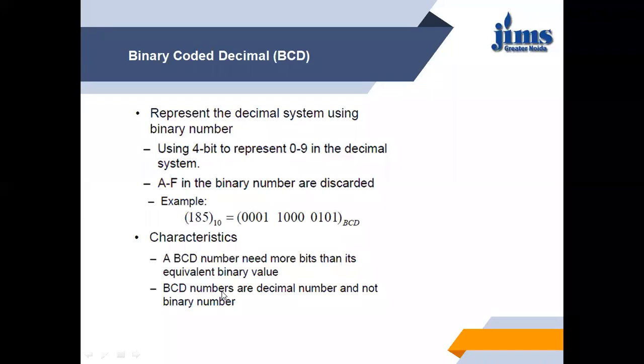Now BCD numbers are decimal numbers, not binary numbers. That should be clear in the mind, that BCD code is a decimal number. It is not a binary number. So again, if we are given a BCD number, we can convert it back to a decimal number just by making groups of 4 bits and writing the equivalent decimal digit.